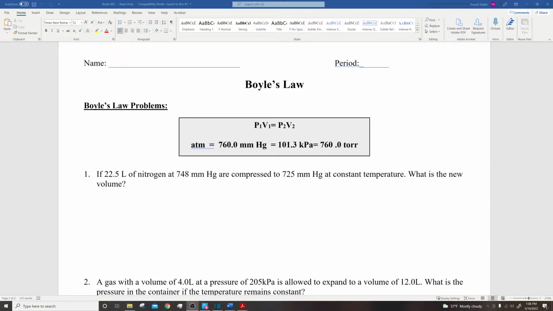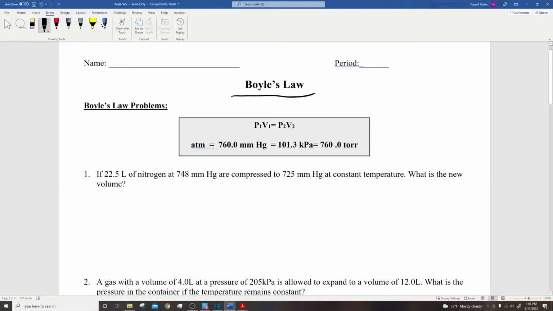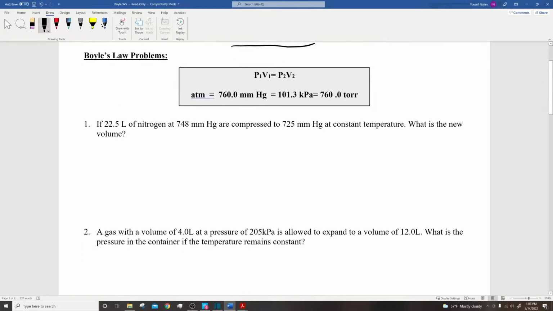So we're going to begin right here at Boyle's law. Boyle's law is always the first one that we do because it is the simplest one. It requires the fewest number of steps to actually work through these problems. So let's go ahead and take a look at number one. As you can see, our equation's already included for us here at the top.